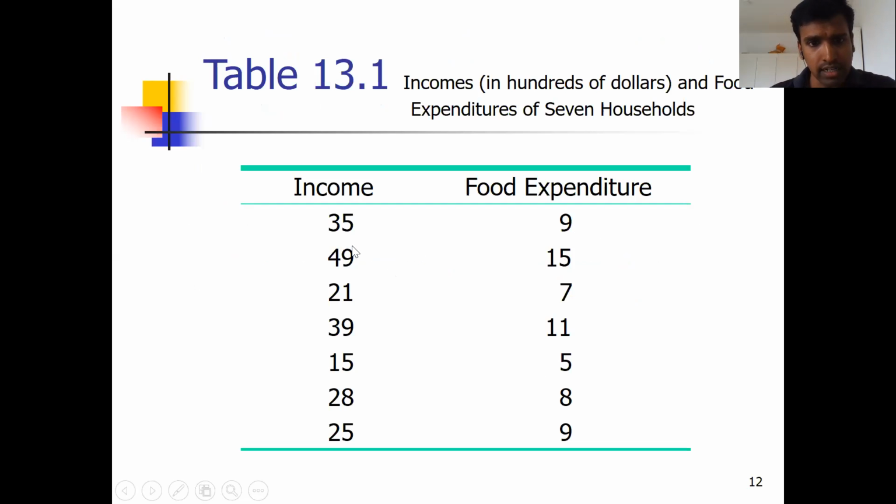And similarly, this row is an observation. So this is from one person. This one is from person 2, 3, 4, 5, 6, and 7. So they have taken data from 7 different people, and they have captured their characteristics here.